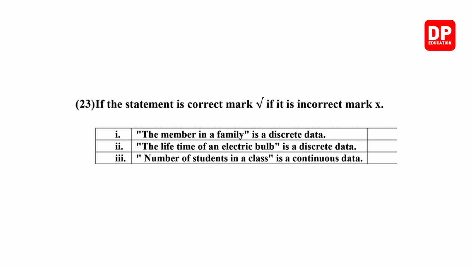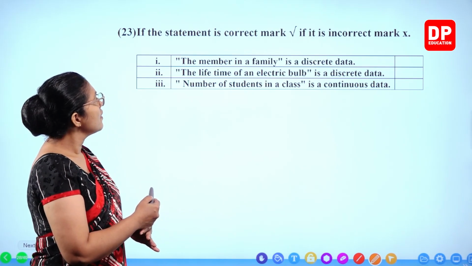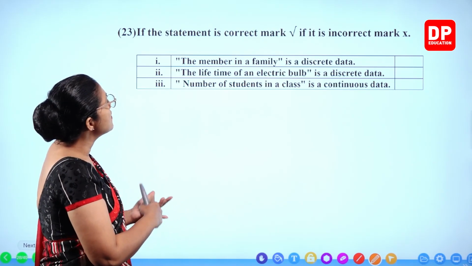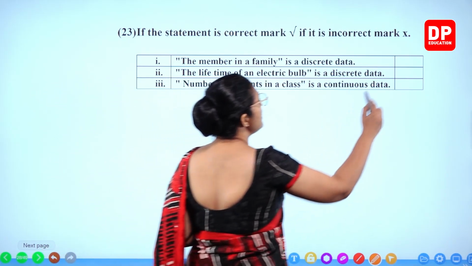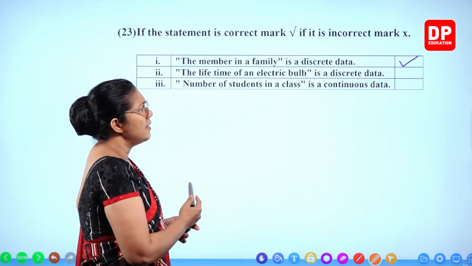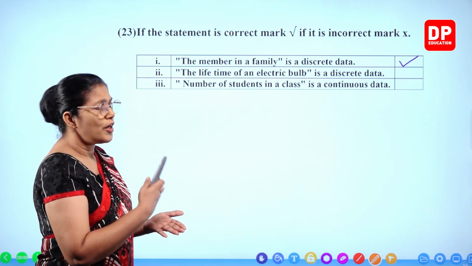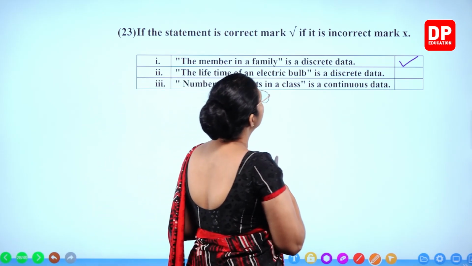Question number 23. If the statement is correct, put a tick, and if it's wrong, mark a cross. The member in a family is a discrete data. Yeah, we can say father, mother, sister, brother, like that. It's discrete. Certain numbers are there. So it's a discrete data. The lifetime of an electric bulb is a discrete data. No, it's continuous. So you can get any time: 3.1, 3.12, 5.3. So lifetime is not discrete.